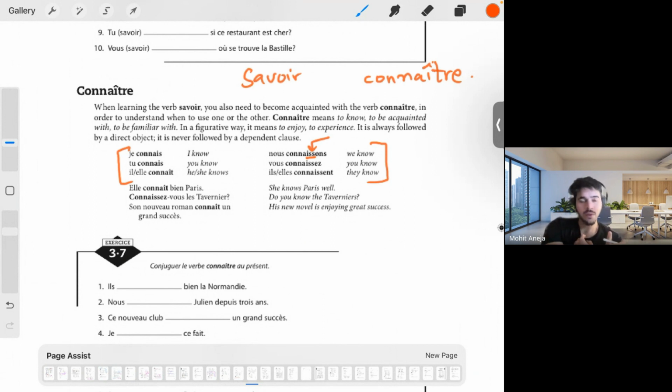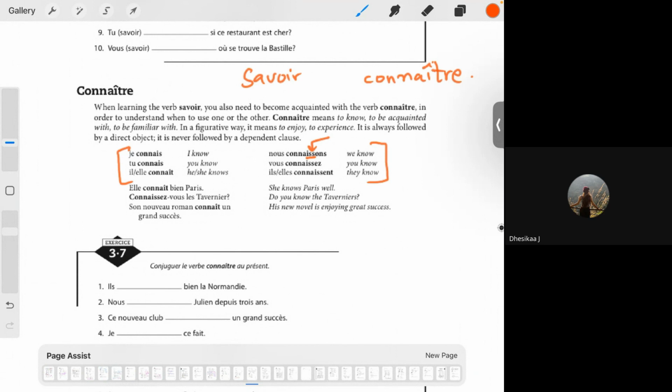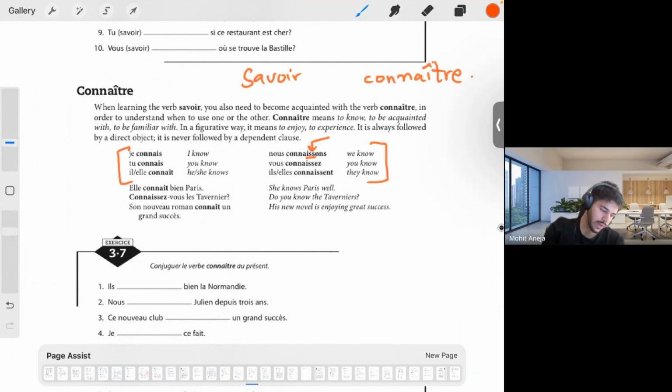So whenever you know a person or you know something, when you are acquainted with something, if it's followed by a noun or a direct object, you will use connaître. And with skills and phrases, that is where savoir takes place. I'll tell you where savoir is used.